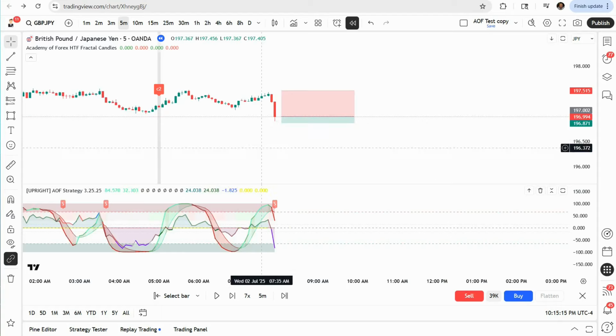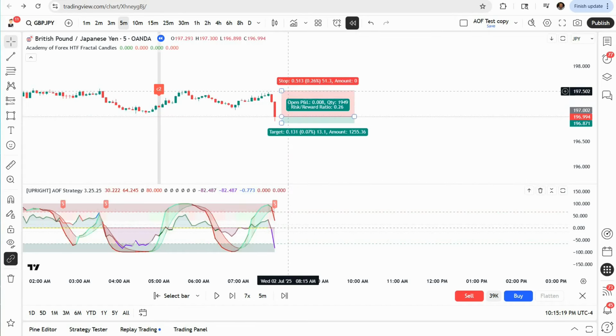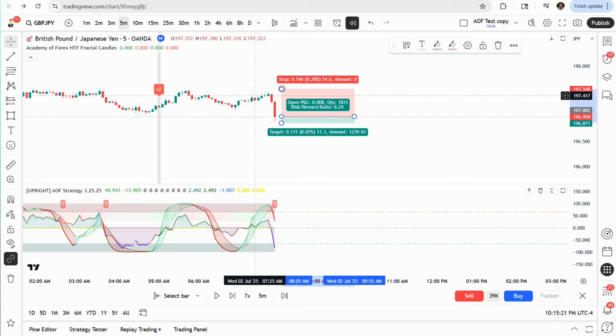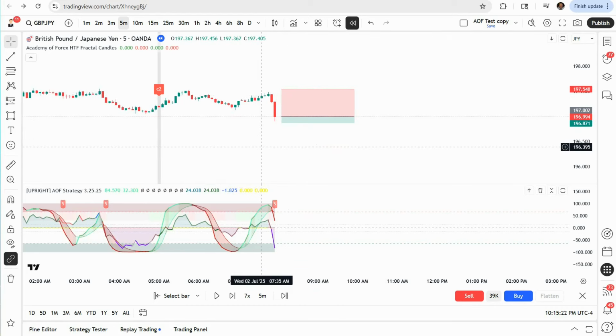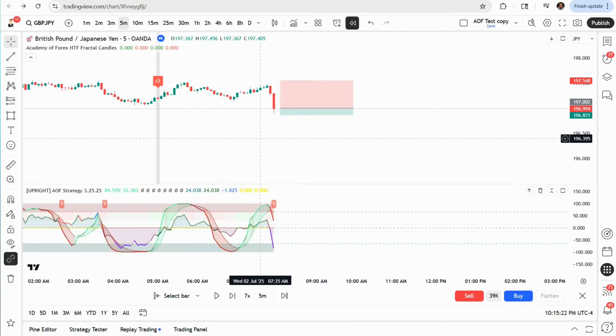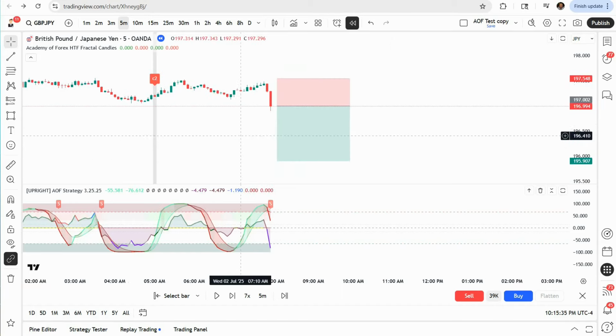And so what I'm going to do is once I enter into the trade or get the signal here, I'm going to place my trade right above the last kind of swing point. That's the normal setup for the Academy of Forex indicator. And now's where things change. What I'm going to do is target a 1 to 2 risk reward. And so in this case, we would be right here.